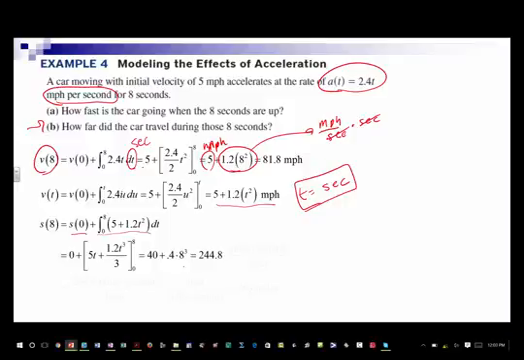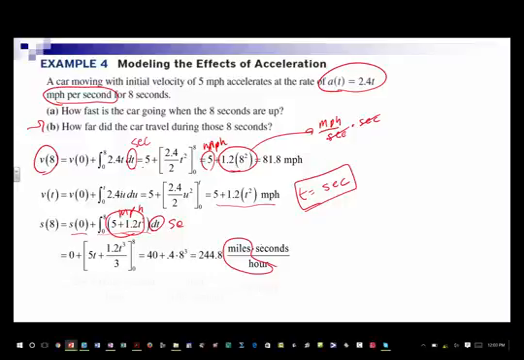Does it seem reasonable that the car went 244.8 miles in 8 seconds? That doesn't seem very reasonable. That's because that unit is actually in miles per hour seconds. Now, how is that possible? Well, let's recall that this expression is in miles per hour. dt is in seconds. So here's our miles per hour, and we multiply that by seconds.